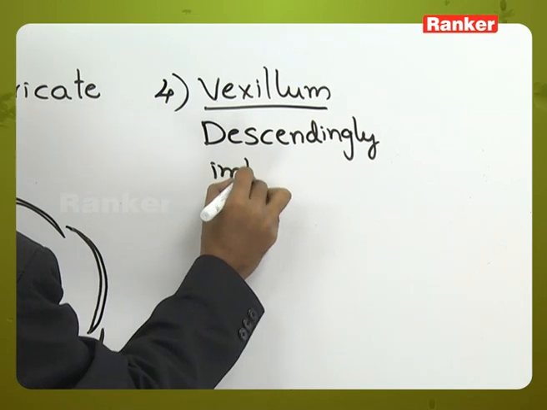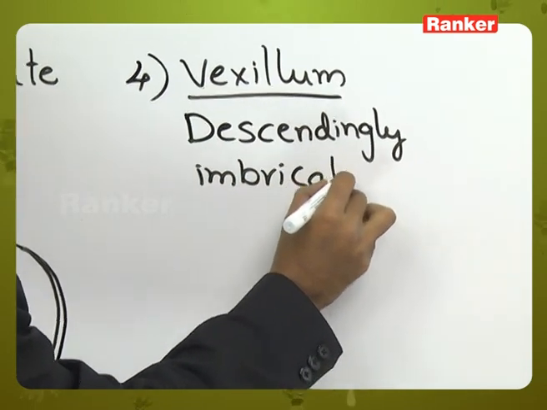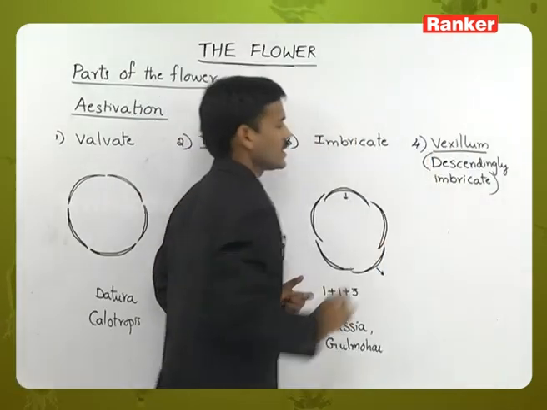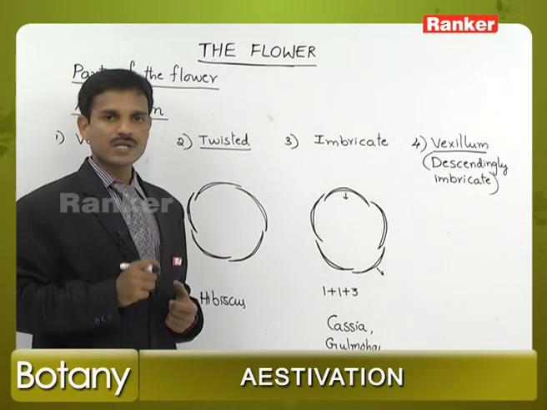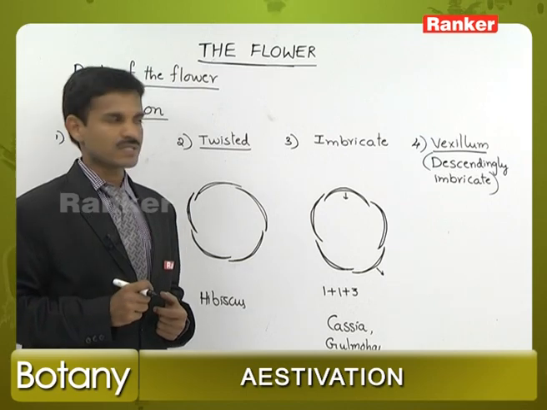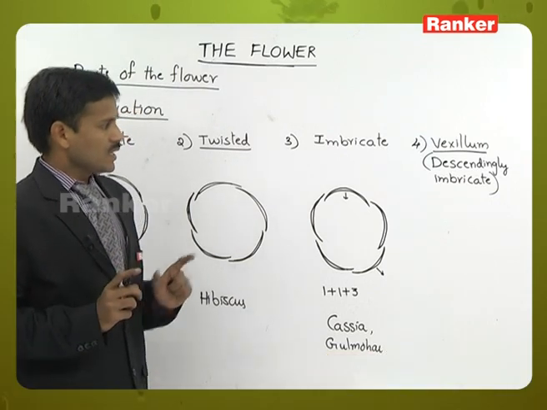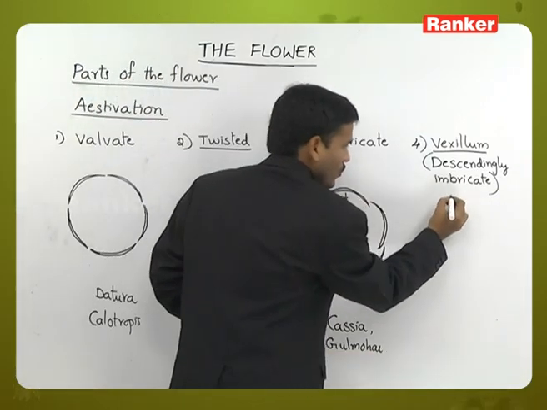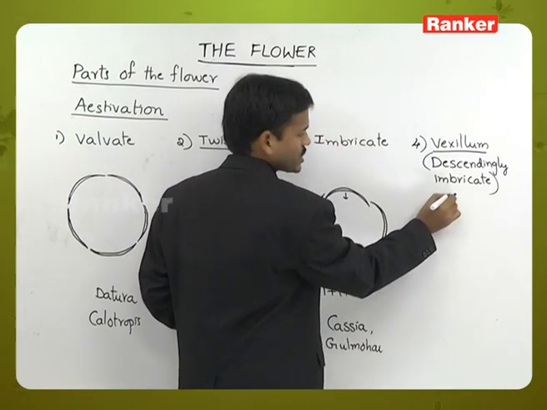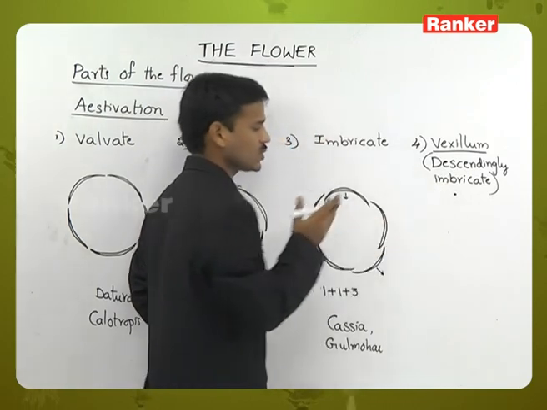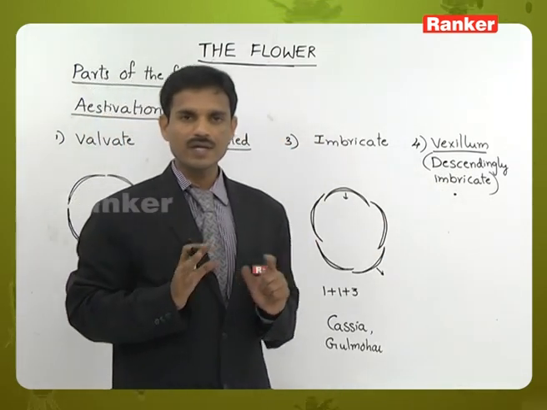Descendingly imbricate. Here, the descending vexillum type of aestivation is observed in the Fabaceae family members. So in this, the overlapping is from posterior to anterior.